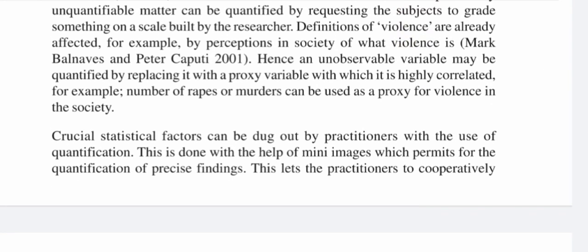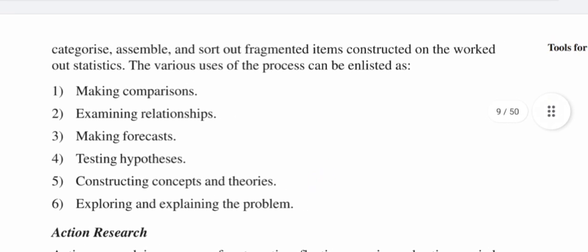Crucial statistical factors can be dug out by practitioners with the use of quantification. This is done with the help of many images, which permits the quantification of precise findings. This lets the practitioners cooperatively categorize, assemble, and sort out fragmented items constructed on the worked out statistics. The various uses of the process can be enlisted as: first, making comparisons; second, examining relationships; third, making forecasts; fourth, testing hypotheses; fifth, constructing concepts and theories; sixth, exploring and explaining the problems.